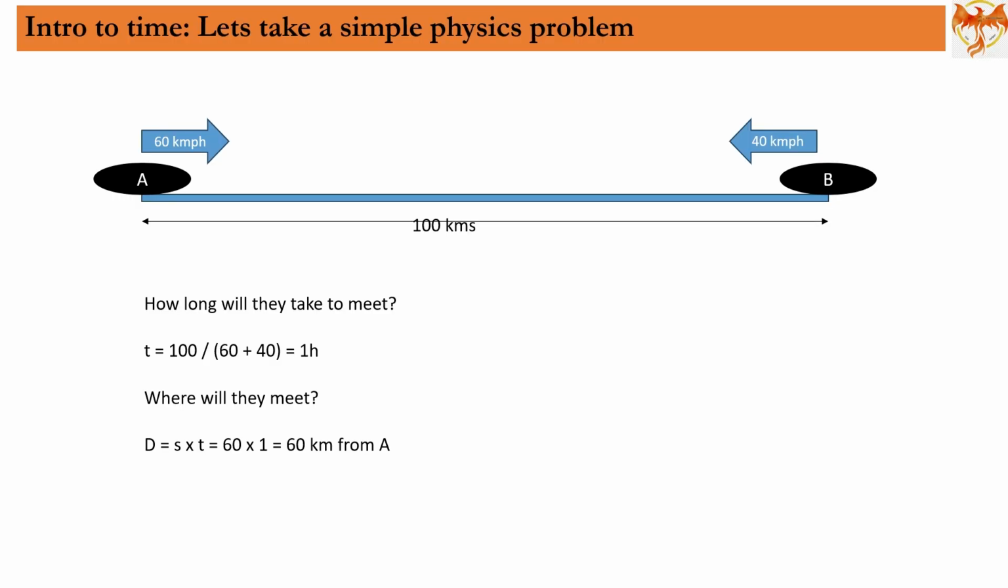To start, let's take a simple high school physics problem where you've got a train A going right at 60, and train B going left at 40. What time do they meet? Where will they meet? So you say time is 100 kilometers divided by 60 plus 40, so they meet in an hour and 60 kilometers from here. Right, this is the usual stuff that we do.